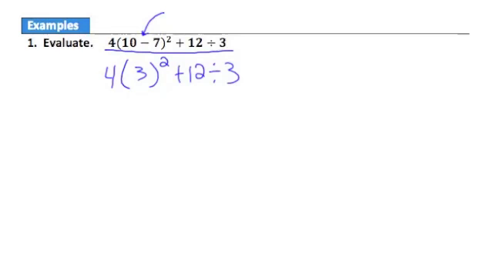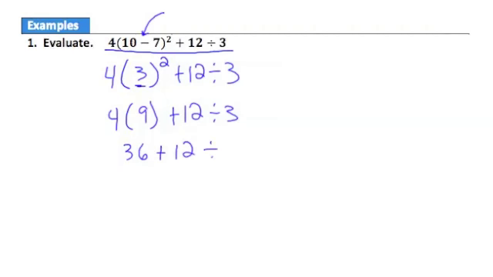Now my parentheses are down to a single answer, so the parentheses step of the order of operations is done. Next I would go to exponents, and I do have an exponent there, 3 to the second power. 3 to the second power means 3 times 3, or 9. So now I rewrite the problem. Now I'm done with exponents, so now I go to multiplication and division, and I have both. So the multiplication here I'm going to do first, so 4 times 9 is 36.